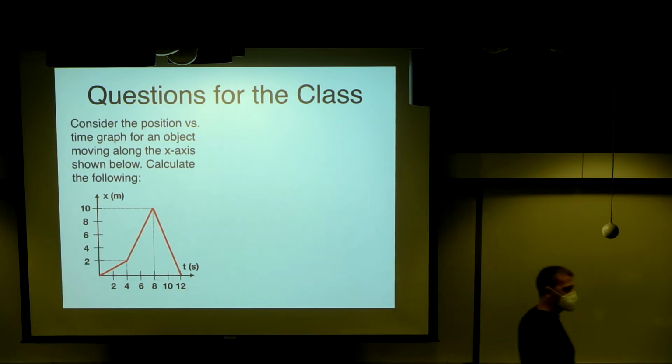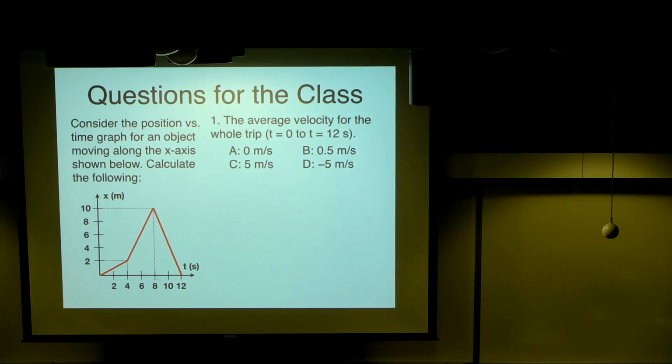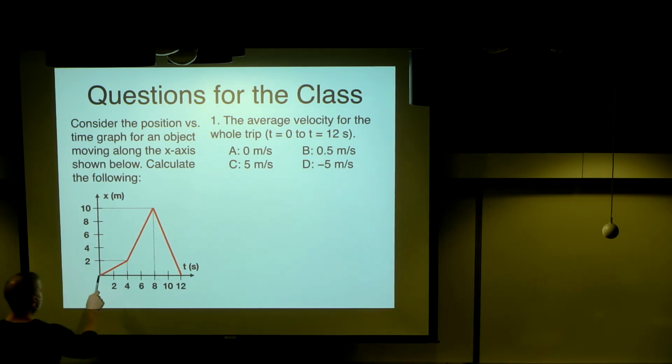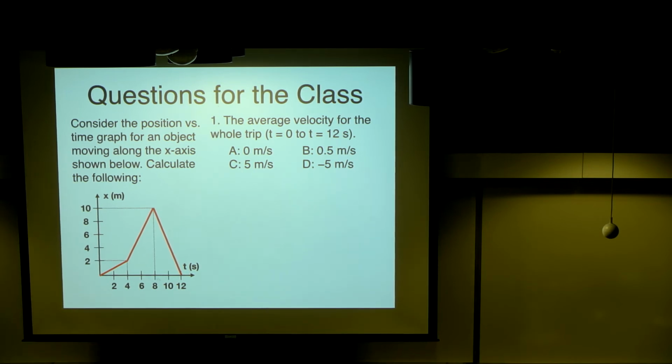The first calculation I want you to try is this. Calculate the average velocity for the whole entire trip, which goes in time from 0 seconds to 12 seconds over here. What is the average velocity for that entire motion? So take about a minute, try to work it out on paper, and then we'll put it to a vote, okay? Just remember the equation for average velocity. It's delta x divided by delta t.